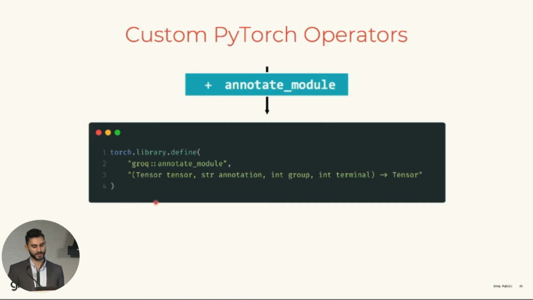So let's look at how we define these custom annotation operations. PyTorch has some very simple Python APIs that allow you to define an operation namespace and register any custom operation. So here we're showing the interface for the annotate module custom operation. It takes as input the tensor that is being annotated, followed by the serialized annotation string, which represents any of the actual metadata. It takes in a unique group ID. And finally, it takes in an argument indicating whether this is an input or output edge. And finally, it returns the annotated tensor.